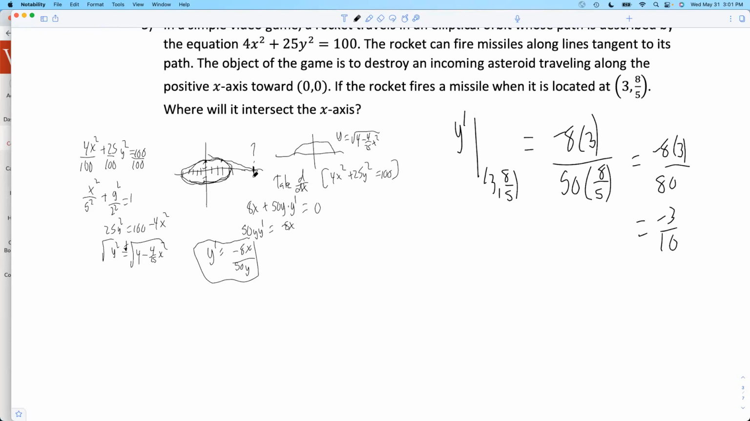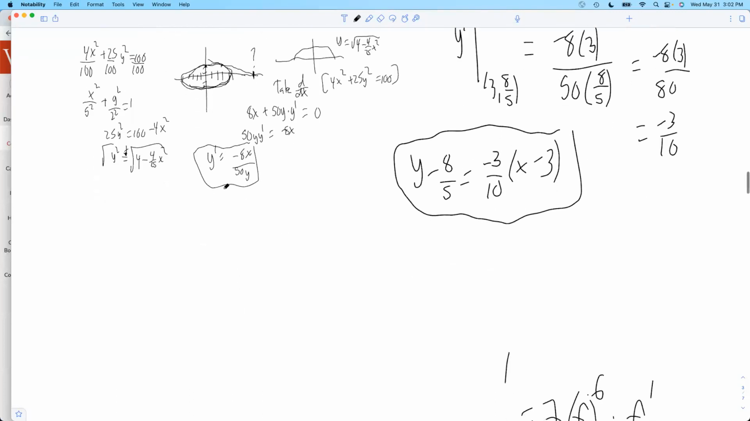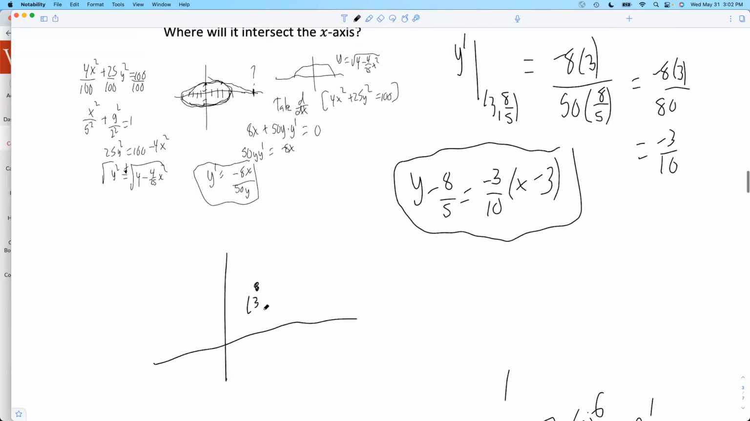So the equation of this line here is y minus y naught equals the slope times x minus x naught. I want to know, where does that thing intersect the x-axis? So let's draw just that part out. I'm at this point. Was it 3, 8/5? Yeah, 3, 8/5.